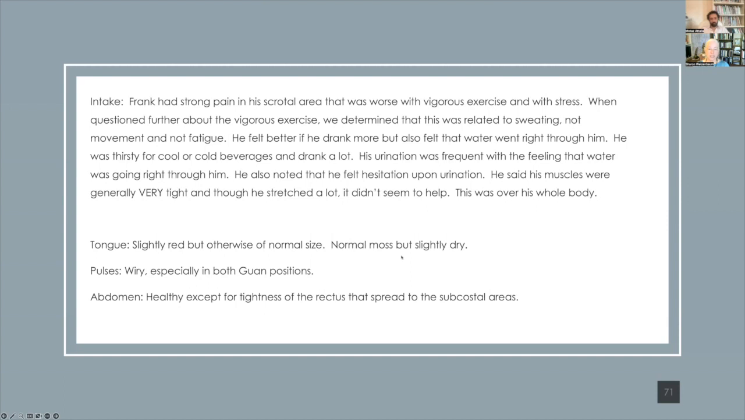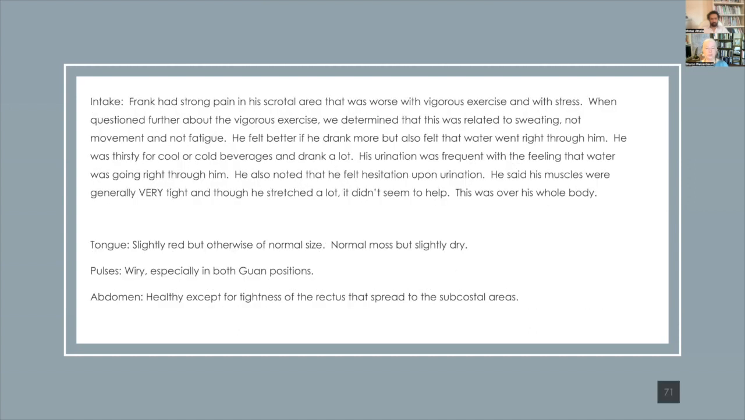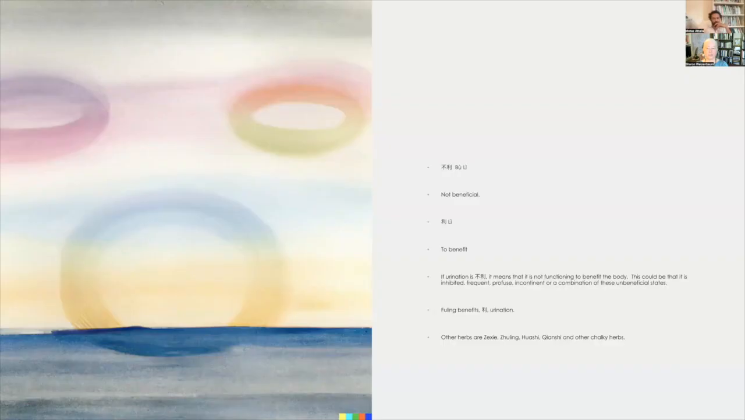His tongue was slightly red, but otherwise a normal size. The moss was slightly dry. His pulses were wiry, especially in the guan positions. His abdomen was healthy except for tightness of the rectus that spread into the subcostal areas. So this is me gathering lots of information about him.